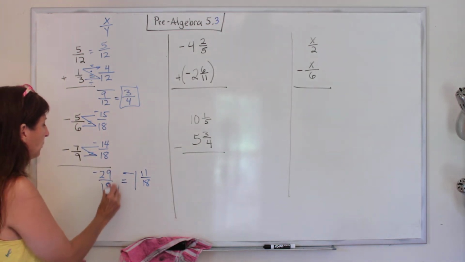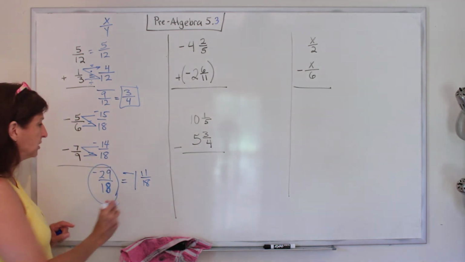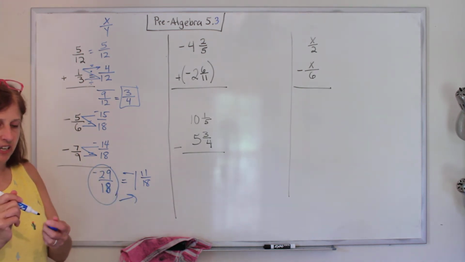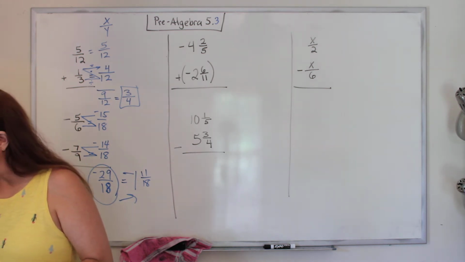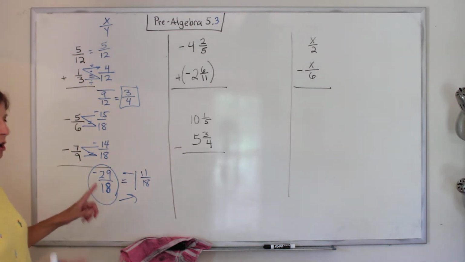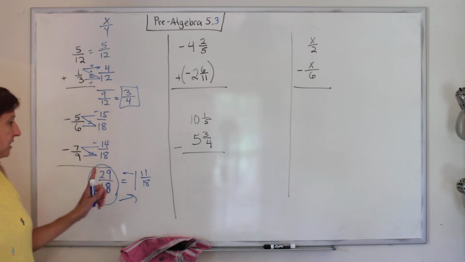In algebra, we prefer this answer. And once you hit algebra, you don't have to ever do that again, of straightening it out like that and making it a mixed number. We actually prefer improper fractions in algebra because it's ready to go.